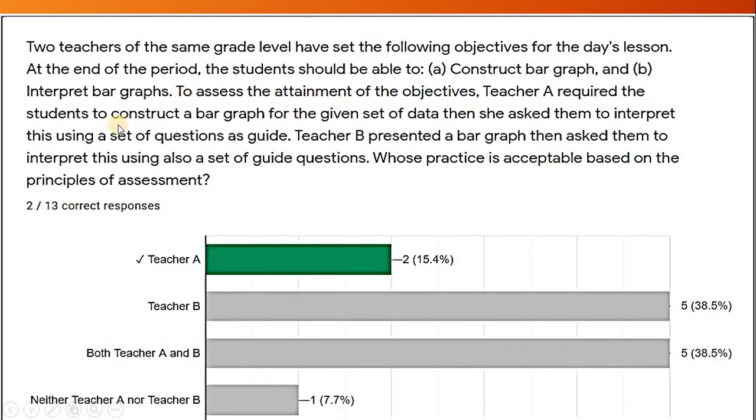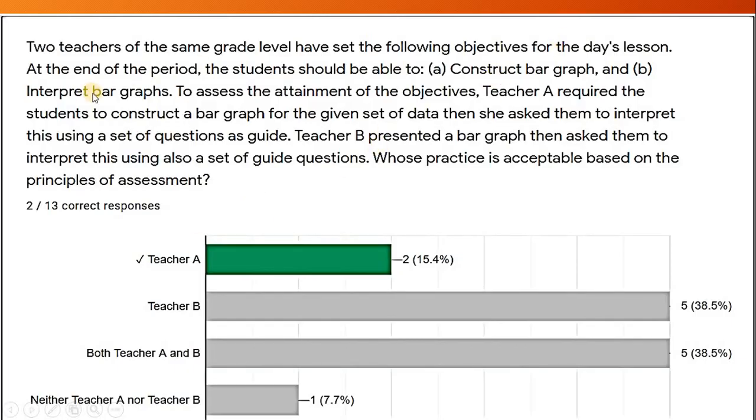To assess the attainment of the objectives, Teacher A required the students to construct a bar graph for the given set of data. Then she asked them to interpret this using a set of questions as guide. Teacher B presented a bar graph, then asked them to interpret this using also a set of guide questions. Whose practice is acceptable based on the principles of assessment? So, sino sa kanila ang acceptable ang procedure? Teacher A ba or Teacher B?